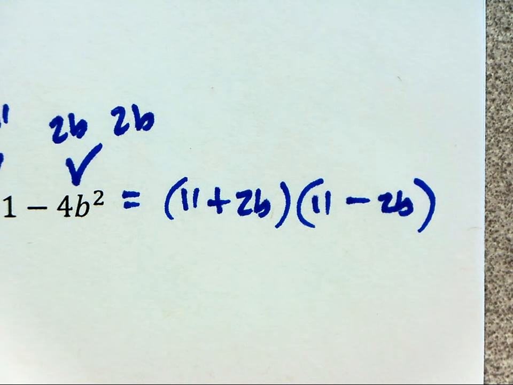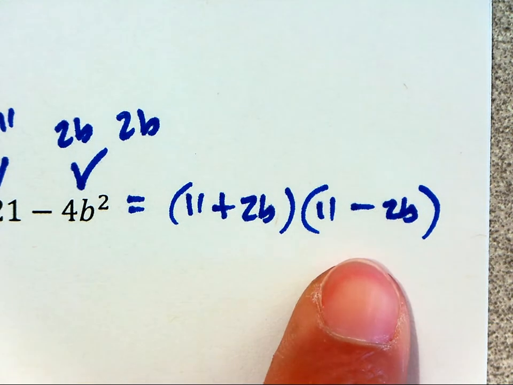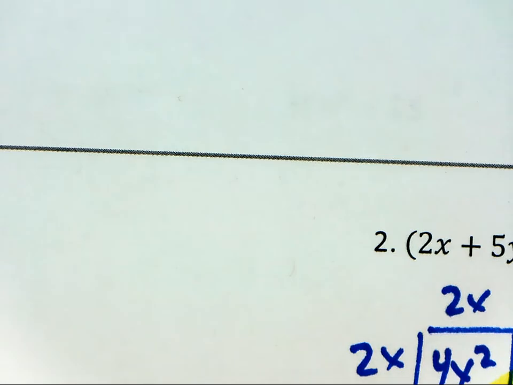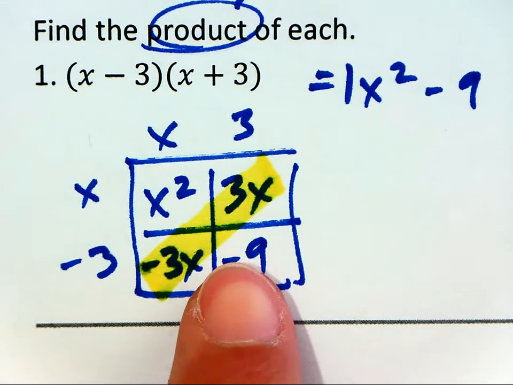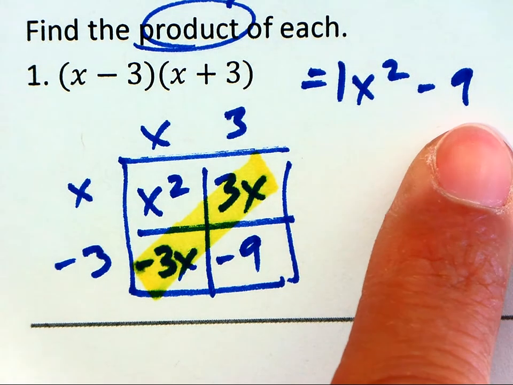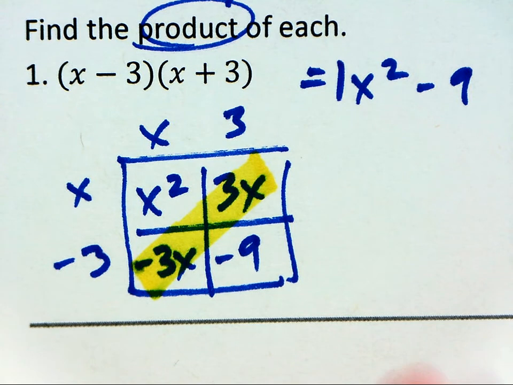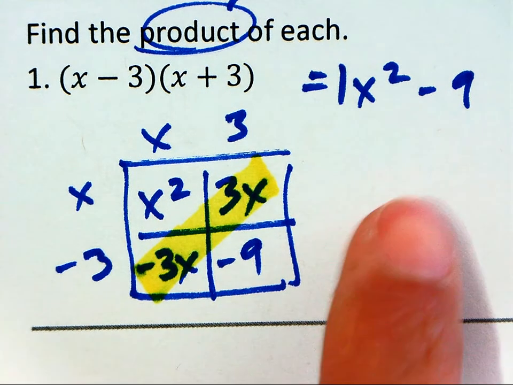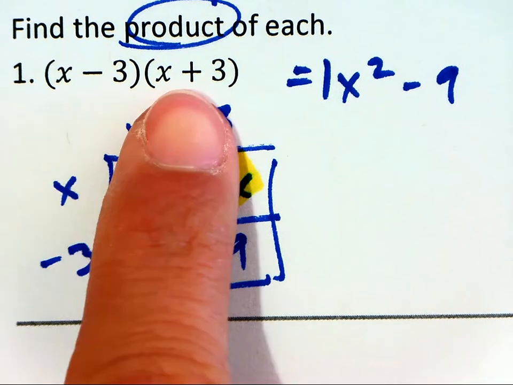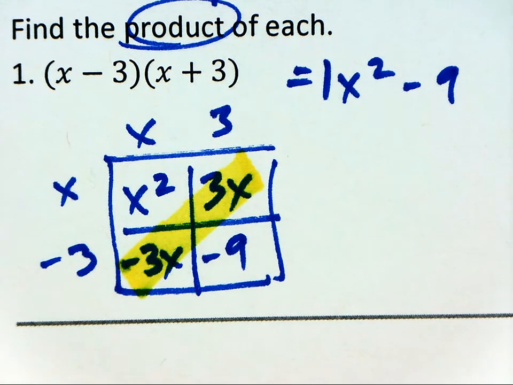How could you check your answer? The box method. Multiply that back together using the box method, just like what we did in the starter problems. You multiplied to get this. So what we're doing here is just doing these starter problems in reverse. We're starting with a difference of squares and trying to figure out what were the two polynomials that were multiplied.